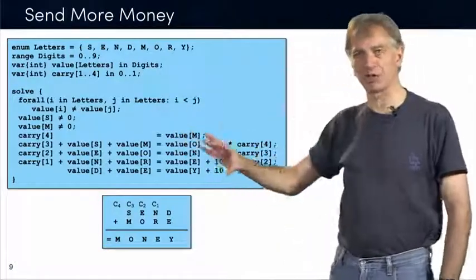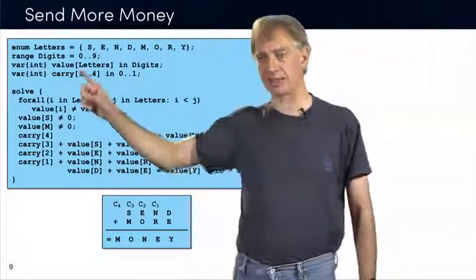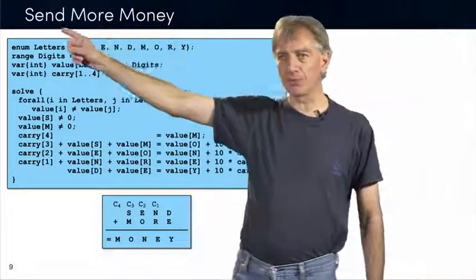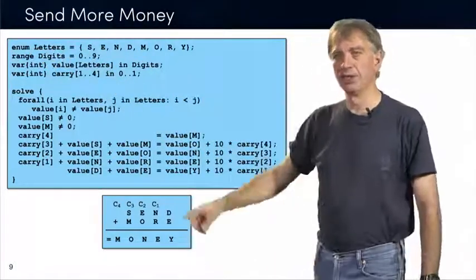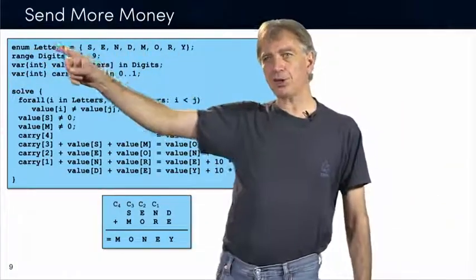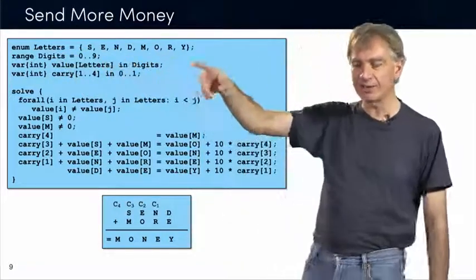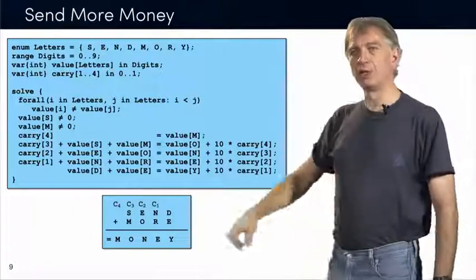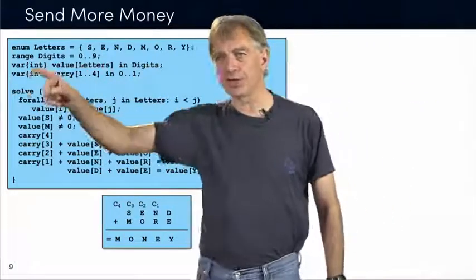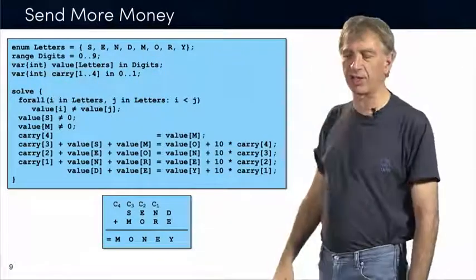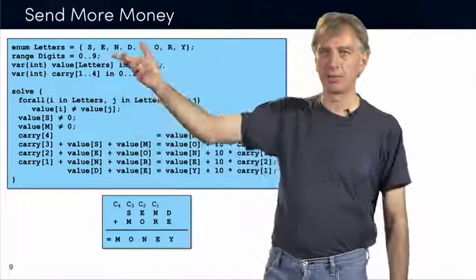I told you this is not the best model that you could write, but this is a model that will illustrate constraint propagation nicely. What you see at the top over there are basically all the letters that you have. So in this particular case, you have the letter S, the letter E, the letter N, and so on and so forth. You have then a range for the digit between 0 and 9. And then you have the two sets of decision variables. You see the decision variable value for every one of these letters, which has to be a digit between 0 and 9.